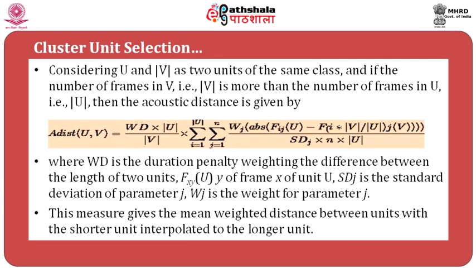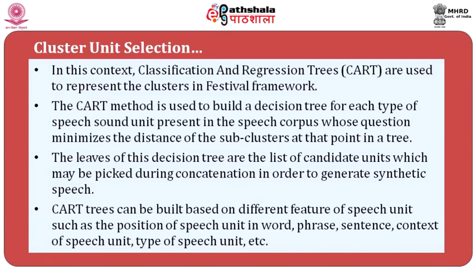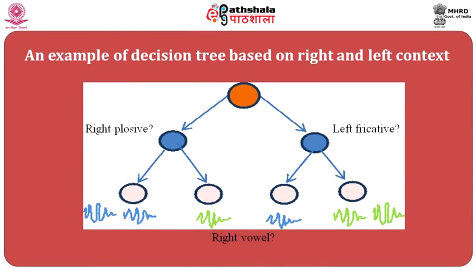Now, in this context, classification and regression trees are used to represent the clusters in the Festival framework. The CART method is used to build a decision tree for each type of speech sound unit present in the speech corpus, whose question minimizes the distance of the subclusters at that point in a tree. The leaves of this decision tree, let me show you the decision tree first. Now you can see the tree. So the leaves of the decision tree are the list of candidate units which may be picked during concatenation in order to generate synthetic speech.